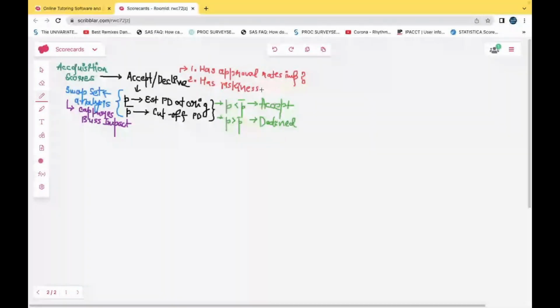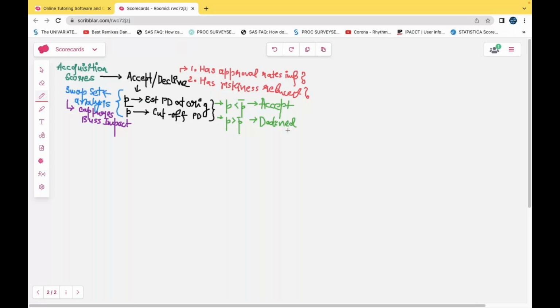So basically, over here, there are two aspects to this. One is, have the approval rates improved? You have built a new acquisition model, right? You have a new acquisition score. So is this newly developed model allowing me to improve my approval rates for the portfolio? And while I am booking the approvals, is my model guiding me to approve the better borrowers? As a result, has the riskiness in the portfolio gone down?